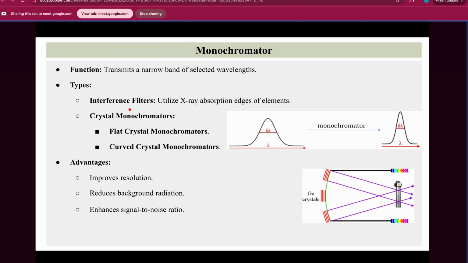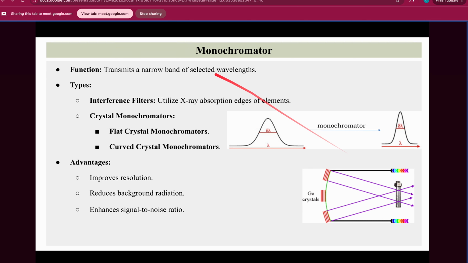There are also interference filters which utilize the X-ray absorption edges of the elements, and there are some crystal monochromators. These interference filters are like an add-on to the monochromator, or you can use them in place of monochromators, because these filters only allow a particular wavelength to pass. For example, in these week 4 sessions, as you have seen, there is generation of K alpha and K beta, different radiations. Out of them, only K alpha is allowed to pass because it is of high intensity, and K beta is not allowed to pass. So these filters are filtering out the K beta and only allowing the K alpha intensities to be captured. Monochromators also do the same work.